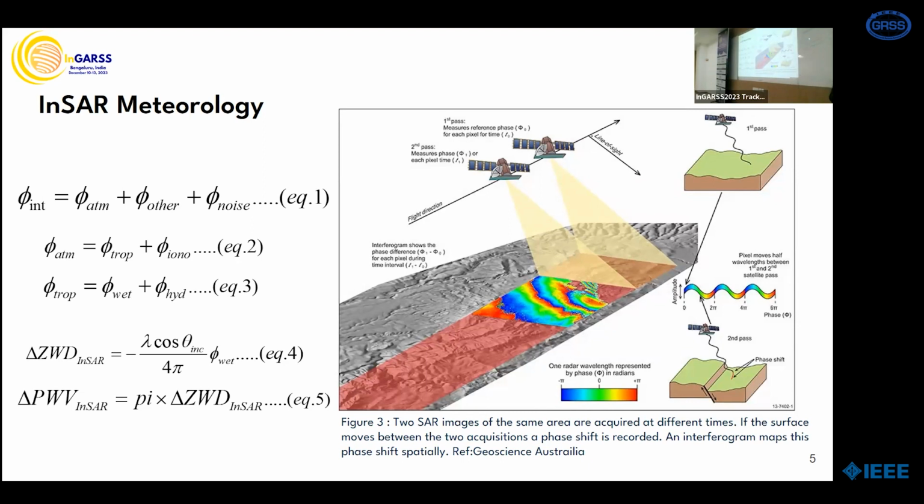Tropospheric delay can also be visualized in terms of two components. One comes from the wet portion of the atmosphere, that is water vapor. The other comes from the dry portion of the atmosphere because of dry gases. Finally we reach the water vapor component, phi wet. This phi wet is converted into differential zenith wet delay from the InSAR, and finally to our observable of interest, differential precipitable water vapor. The pi factor is used to convert ZWD into PWV, and it is a function of the weighted mean temperature in the atmosphere. We use our own designed Tm model for Uttarakhand state from my previous work for this conversion, for better accuracy.